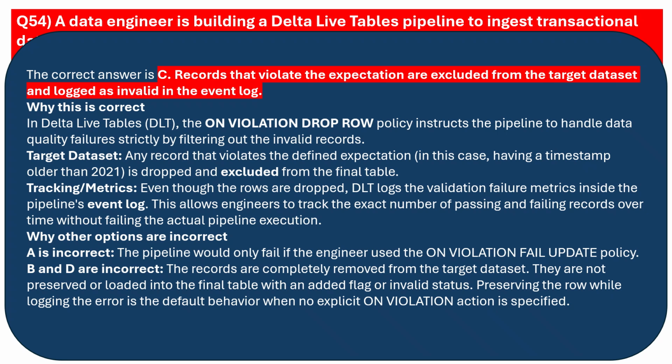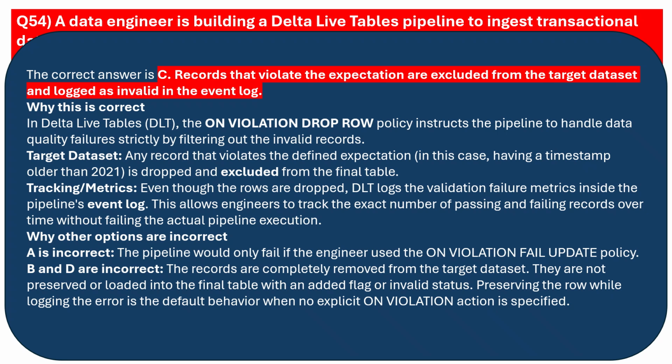Tracking/metrics. Even though the rows are dropped, DLT logs validation failure metrics inside the pipeline's event log. This allows engineers to track the exact number of passing and failing records over time without failing the actual pipeline execution. Why other options are incorrect? A is incorrect. The pipeline would only fail if the engineer used the on-violation fail update policy.